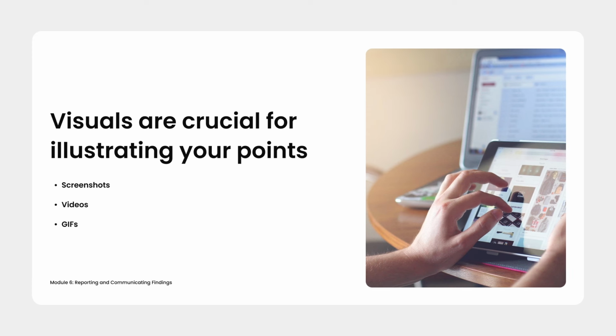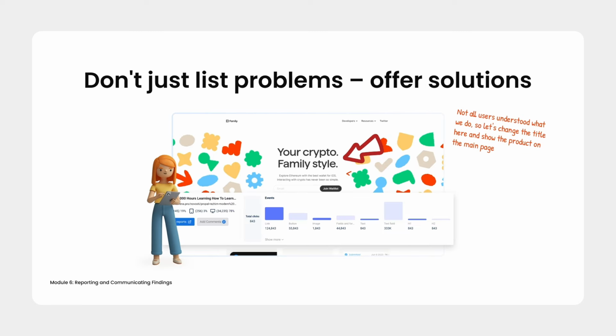Visuals are crucial for illustrating your points. Use screenshots, videos, or even GIFs to show the issues you've identified. These visual aids help stakeholders understand the user experience and the impact of your findings. Don't just list problems, offer solutions. For each finding, provide specific, actionable recommendations. Describe how these changes can enhance the user experience and contribute to business goals.